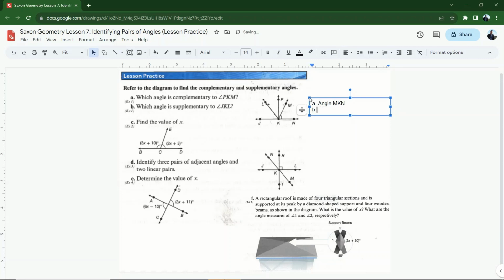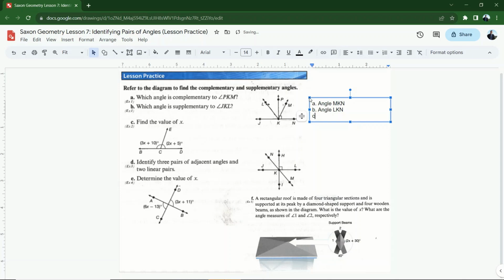All right, let's take a look at letter B. Which angle is supplementary to JKL? JKN is a 180-degree straight angle, so JKL plus another angle has to equal that straight angle. Looking, angle LKN fits the bill there. Angle LKN.